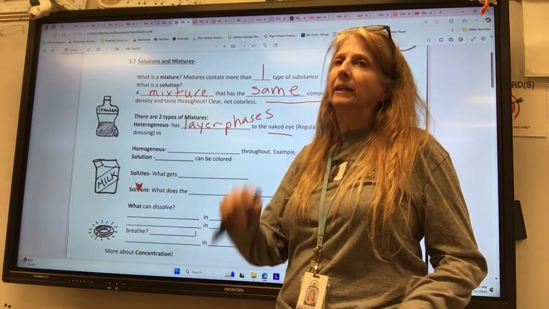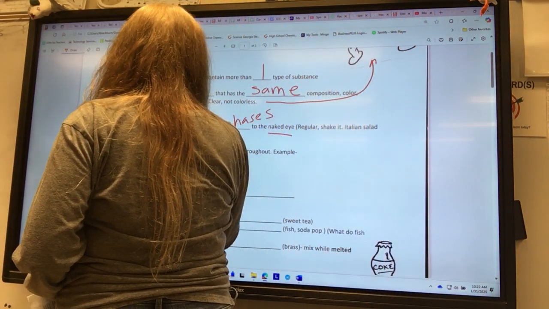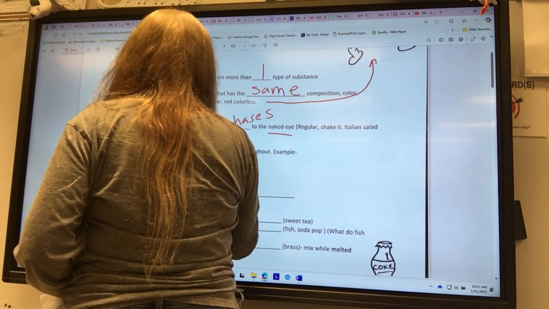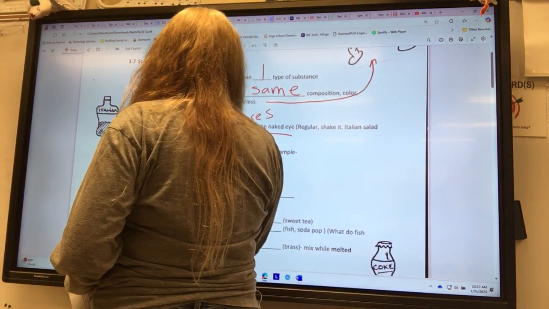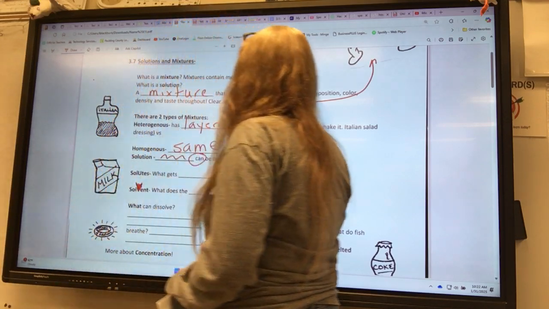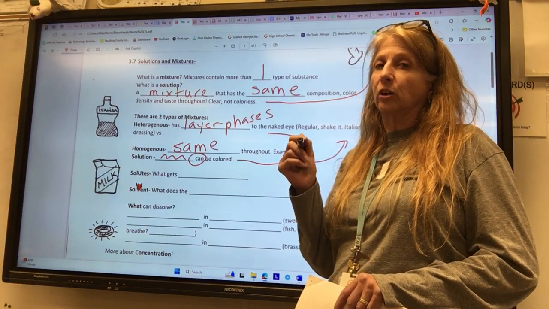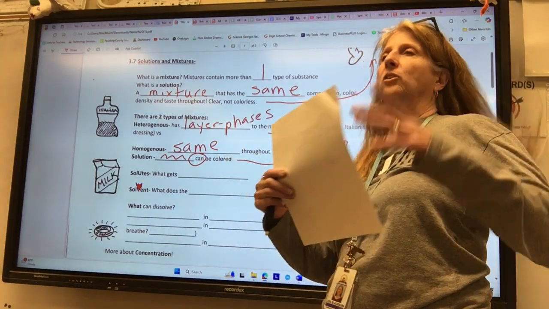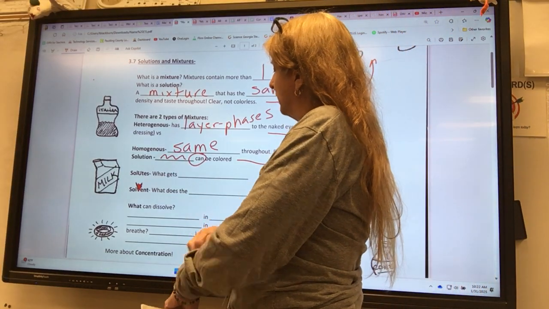Versus homogeneous. Homo means same, so it's the same throughout to your naked eye, and I put may, can. Don't worry about that blank. It can be colored like Kool-Aid. So a lot of solutions are clear and colorless, but not all of them. Some of them are clear and colored.